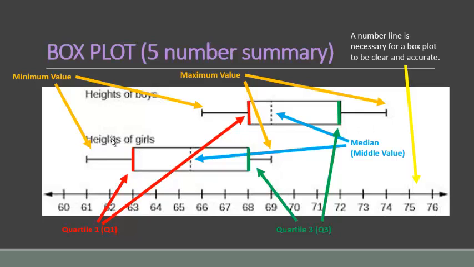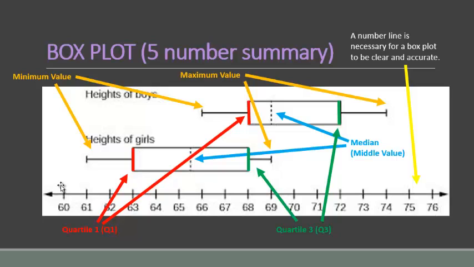It's clear to see that for the height of girls, the minimum value is 61, and for the height of boys, the maximum value is 74. These are clear to see due to the number line that accompanies every box plot at the bottom. It makes the graph easy to read for an observer.